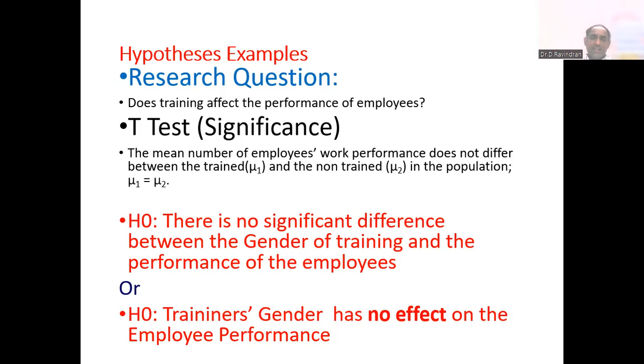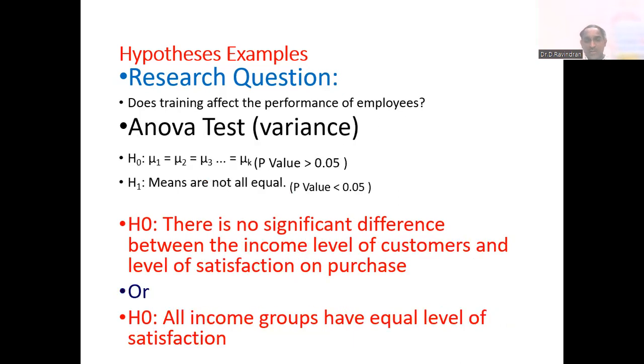So for a relationship or association, we use chi-square. Here we'll say there is a significant difference between the gender of the trainer and the performance. Otherwise, simply we'll say the trainer's gender has no effect on it.